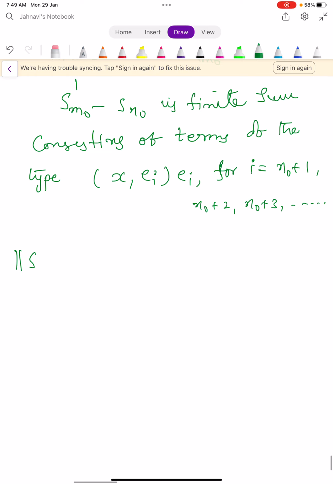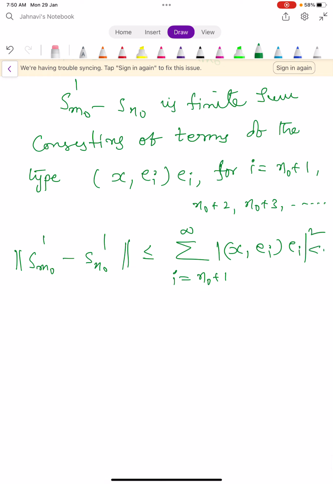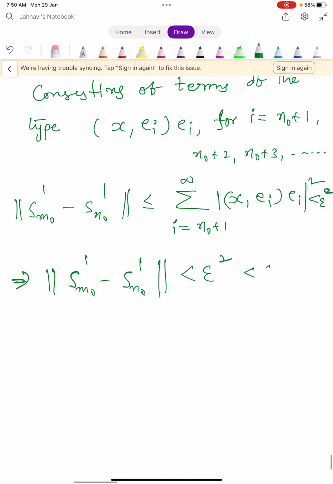Now norm Sm naught dash minus Sn naught dash is less than or equal to the summation over i equals n naught plus 1 to infinity of mod inner product of x comma ei into ei whole square. So this is less than epsilon square. So obviously norm Sm naught dash minus Sn naught dash is less than epsilon square, which is less than epsilon, because epsilon is an arbitrary small number.